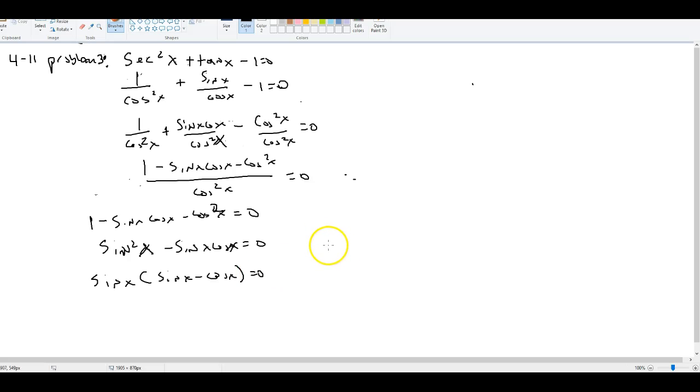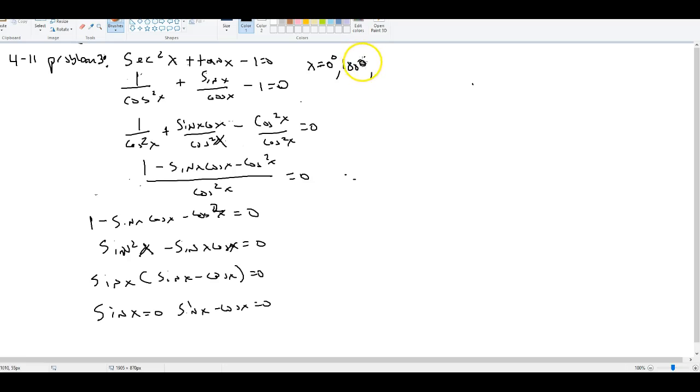So now I'd set each of the factors equal to 0. That's what we did a long time ago, now we're doing it with trig functions. Sine x equals 0, and sine x minus cosine x equals 0. So where does sine x equal 0? I'm looking between 0 and 360, so sine x equals 0 at 0, at 180 degrees, and it doesn't include 360, so I stop it there. Need little degrees on the top there.